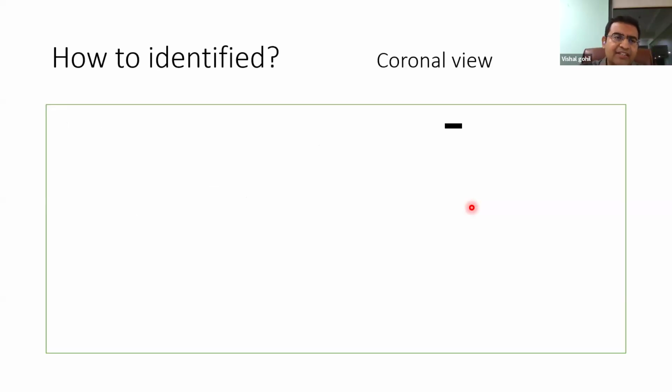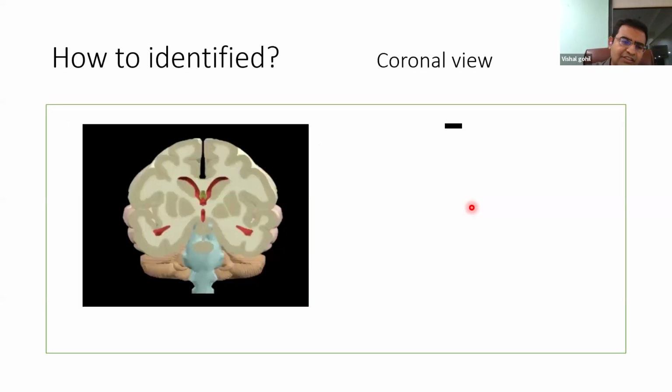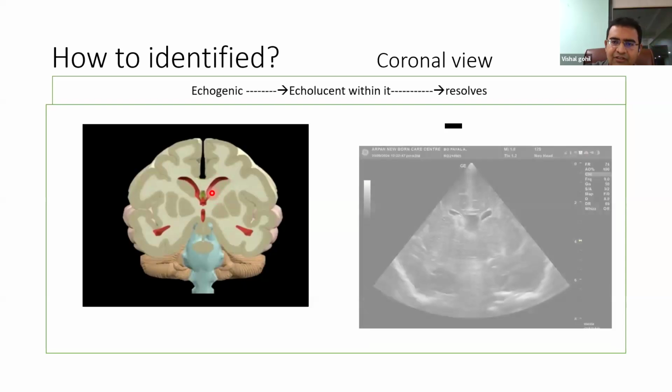Now the main thing: how do you identify the IVH? Doctor, this is your foramen of Monro view. This is your choroid plexus and this is your lateral ventricle. As I told you, the structure adjacent to the choroid plexus is your germinal matrix, which is the most common site for the IVH. So you might see an echodense, whitish structure in the concave border of your lateral ventricle. That is a common site for the IVH.